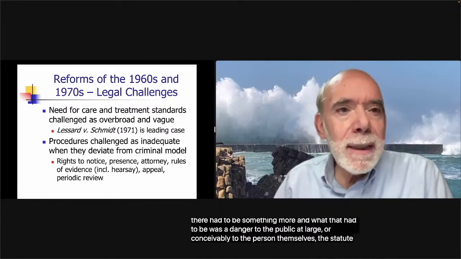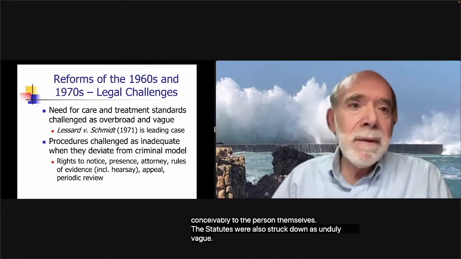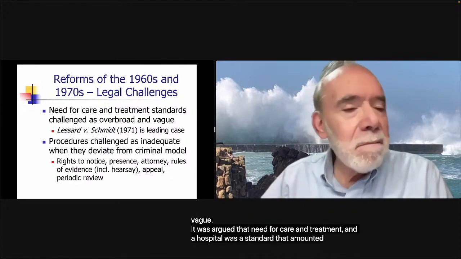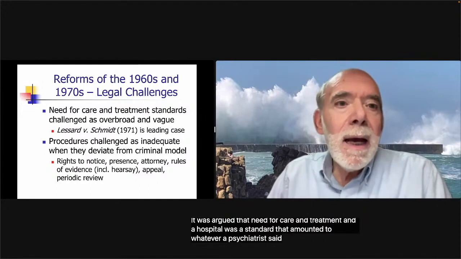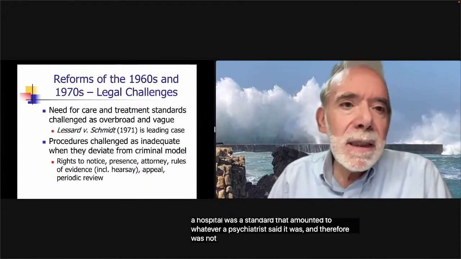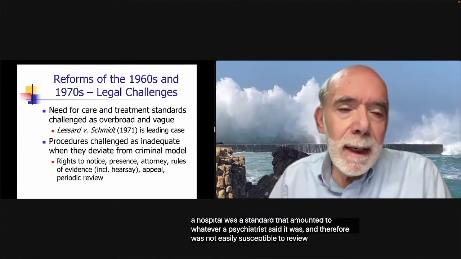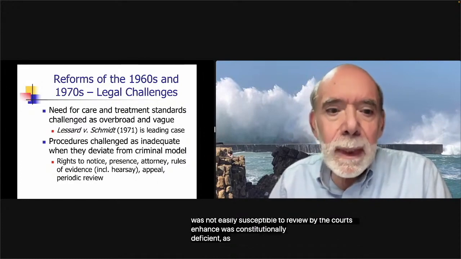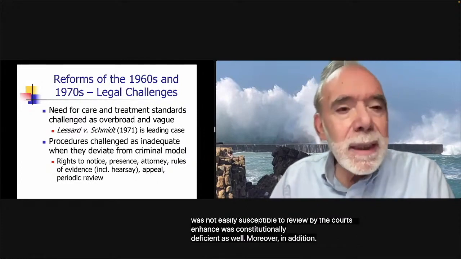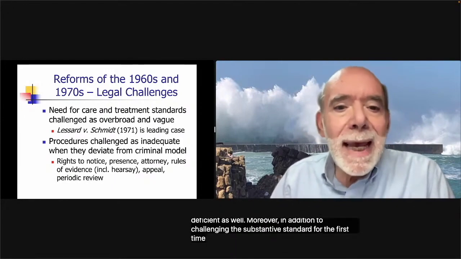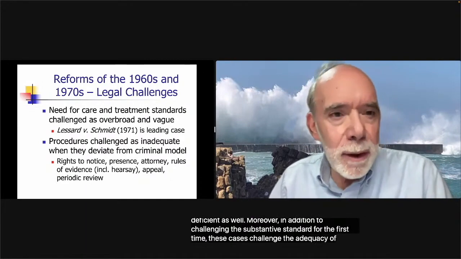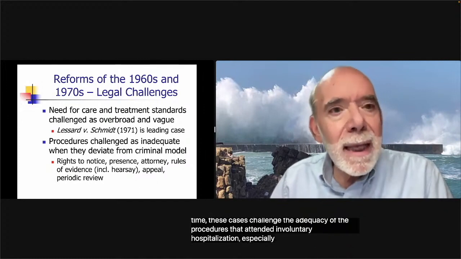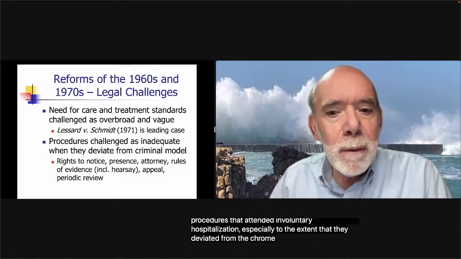The statutes were also struck down as unduly vague. It was argued that need for care and treatment in a hospital was a standard that amounted to whatever a psychiatrist said it was, and therefore was not easily susceptible to review by the courts, and hence was constitutionally deficient as well. Moreover, in addition to challenging the substantive standard for the first time, these cases challenged the adequacy of the procedures that attended involuntary hospitalization, especially to the extent that they deviated from the criminal procedural model.